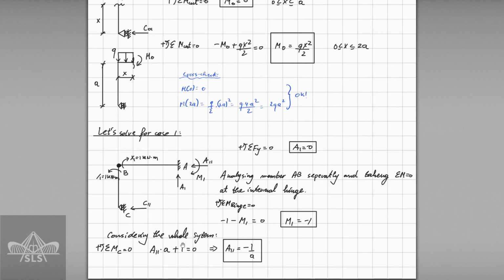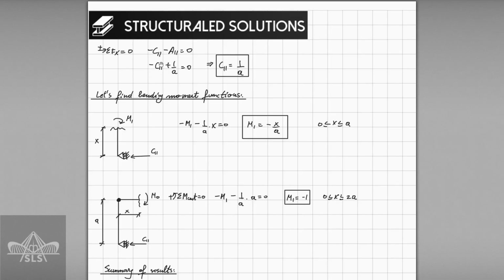Considering the whole system, we are going to take the bending moment at point C, and then we're going to find the value of A11, which is going to be minus 1 over A. Again, we take sum of forces on x, and we find this value of C11 as 1 over A.